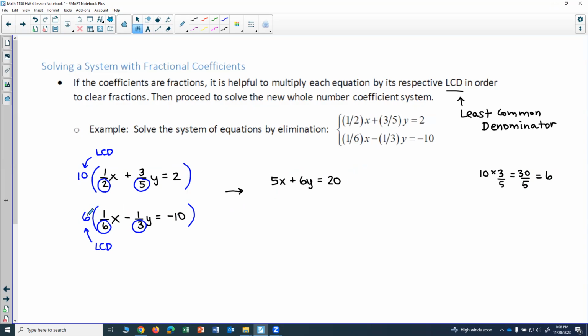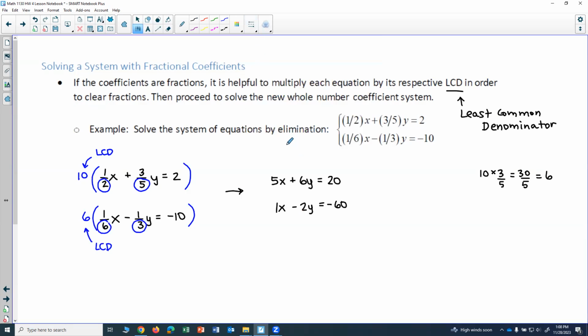All right, now I'm going to distribute the 6 here. So 6 times 1/6 would just give me 1x. 6 times -1/3 would give me a minus 2y. And 6 times -10 would give me -60. So now I have this new system. I'm going to try to solve this system, and I'm going to use the elimination method.